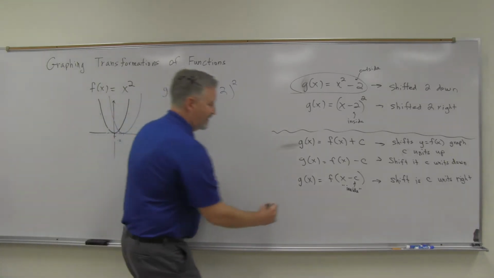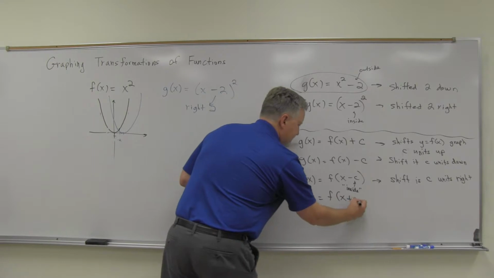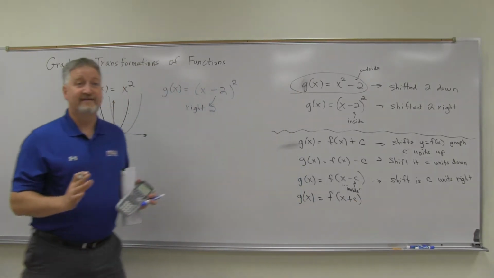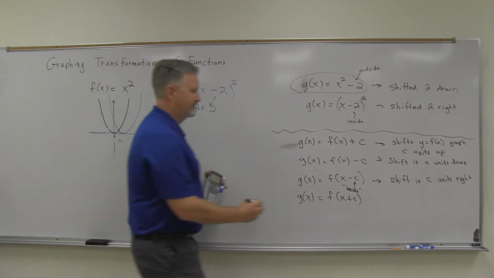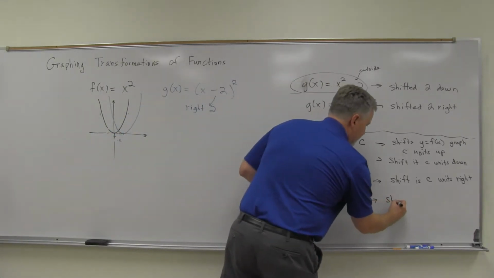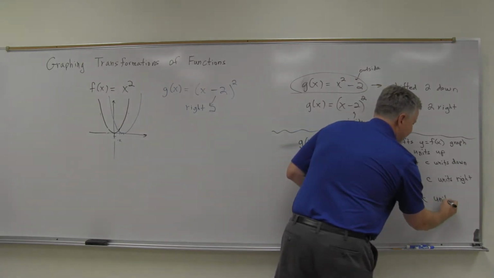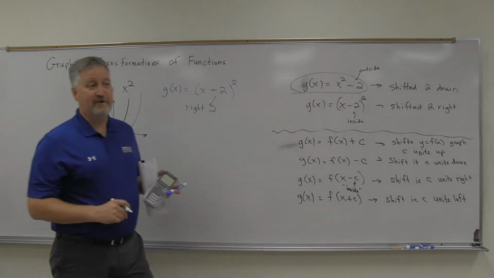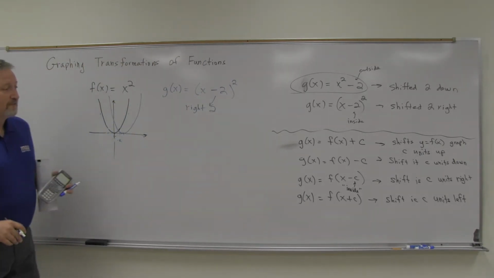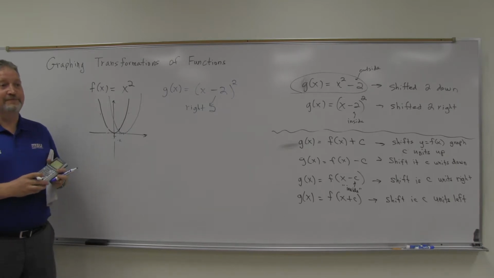So guess what? If it's g of x and you got f of x plus c on the inside, guess what that's going to do? That's going to go left. So as a rule, whatever sign is inside will change how many units it's moved in the opposite direction, the opposite of what you would originally think.